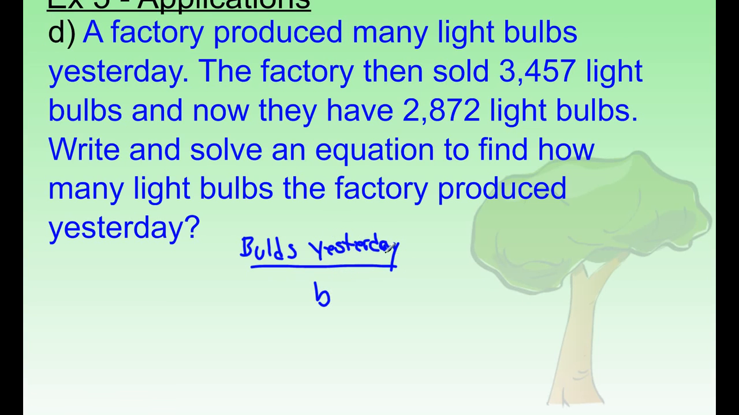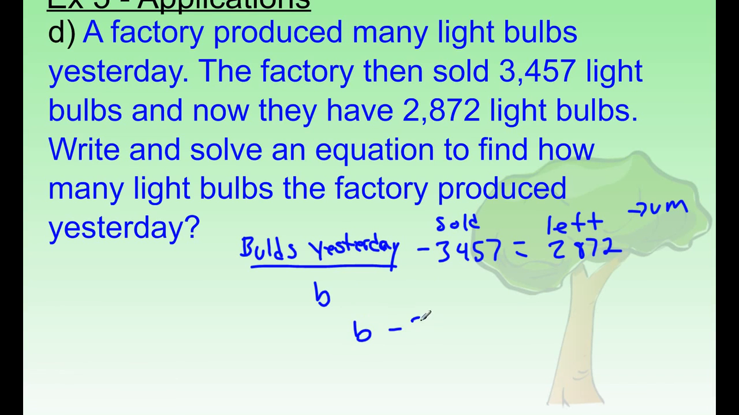So if all these bulbs, but then you sell a bunch, you get rid of a bunch, you sell 3,457 of them. And that gives you 2,872 left. Well, yesterday's bulbs minus what you sold equals how many there are left. That would be the verbal model. And the letters and numbers here would actually be the equation. I'm going to pretty it up, but essentially it's B minus 3,457 equals 2,872. That is your equation.